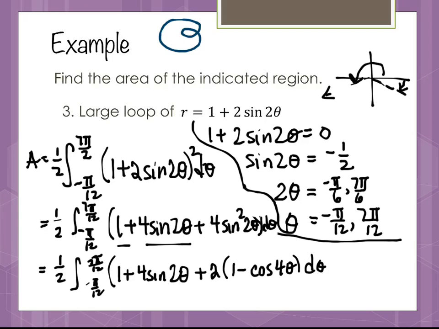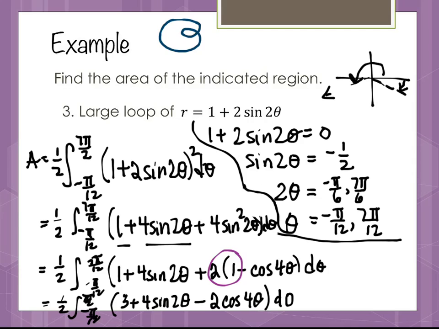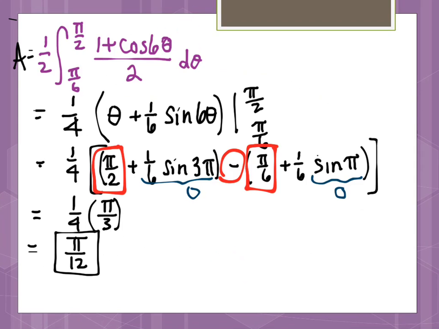So we'll clean up just a touch before we actually integrate. We have the 1/2. We have the integral. I've got 1 at the beginning. I'm going to get right here a 2. So this is going to give me 3, right? 3 plus 4 sine of 2 theta. And then I've got minus 2 cosine of 4 theta, d theta. Does that look okay to everyone? The pieces of that all work out all right? Okay, give me just a second. Let me clean off this slide.